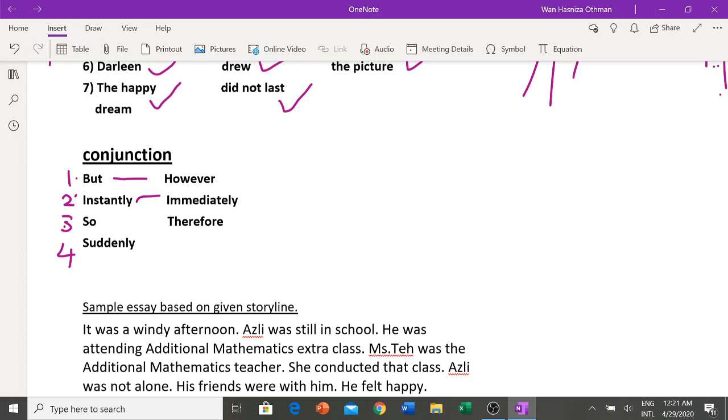Then next, you use "so." "So" means jadi. "Therefore" means oleh itu. In a story, it means almost the same as well. But if you're writing a letter or anything formal, it means very different. And the last one is "suddenly," tiba-tiba. If you already know all this, let's start with our essay.